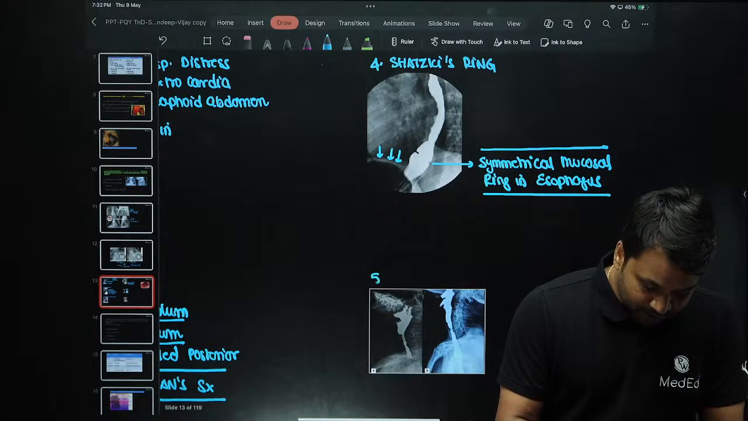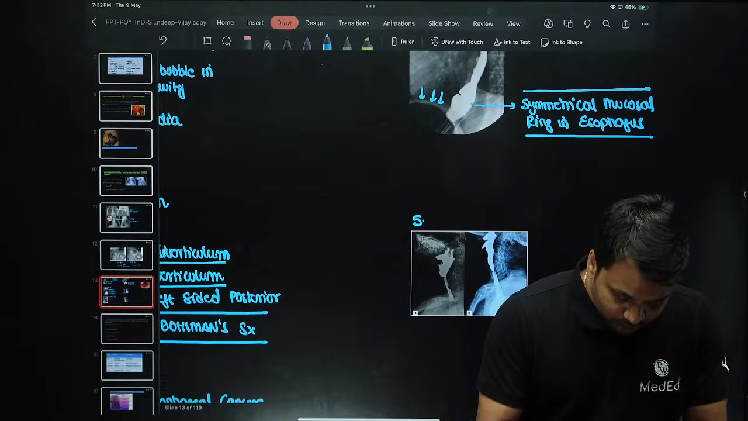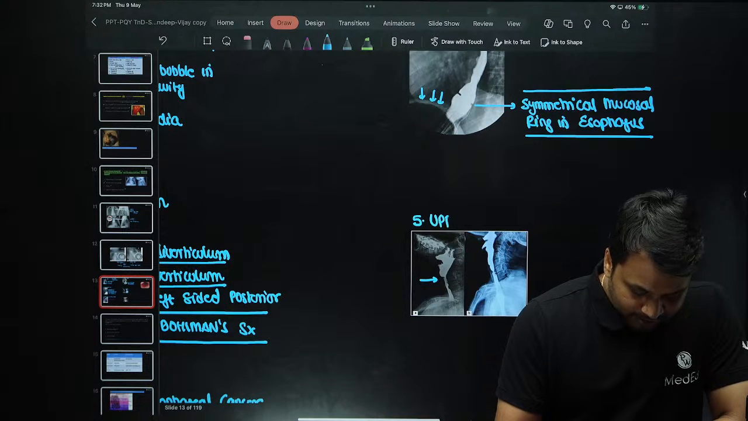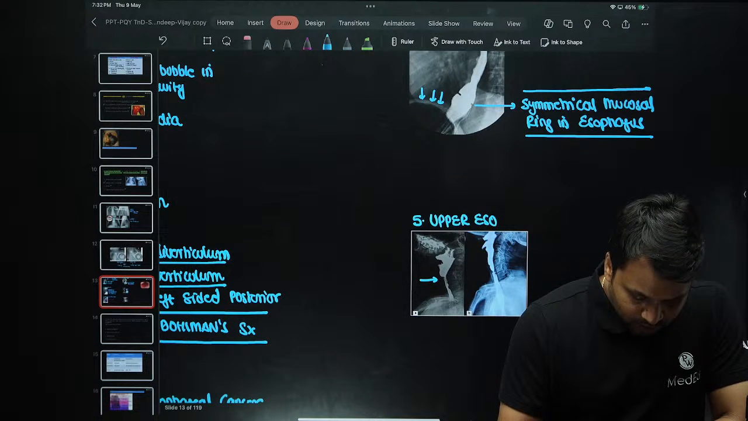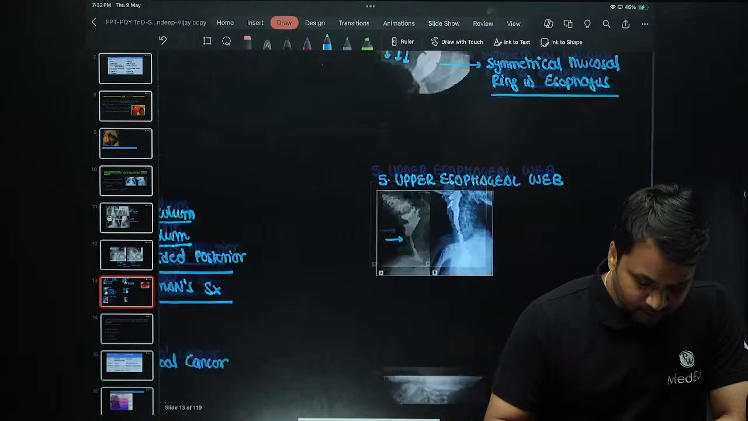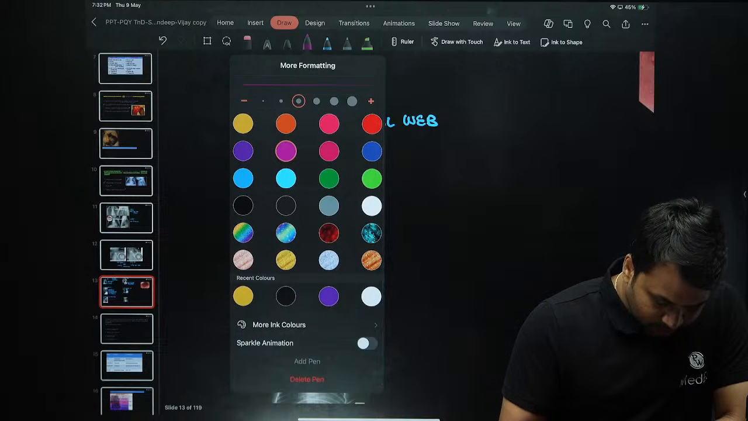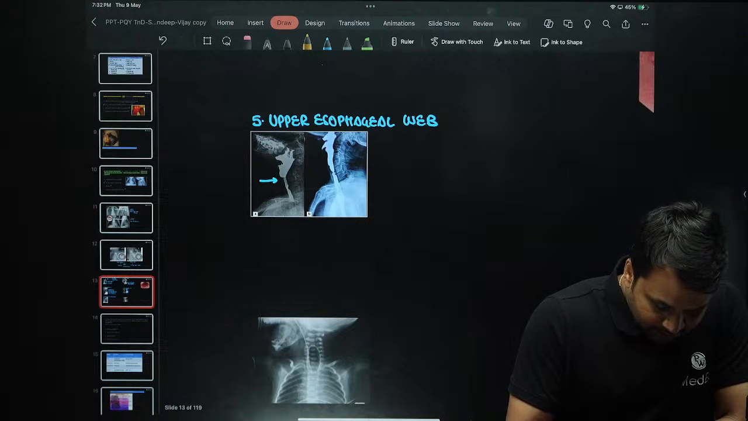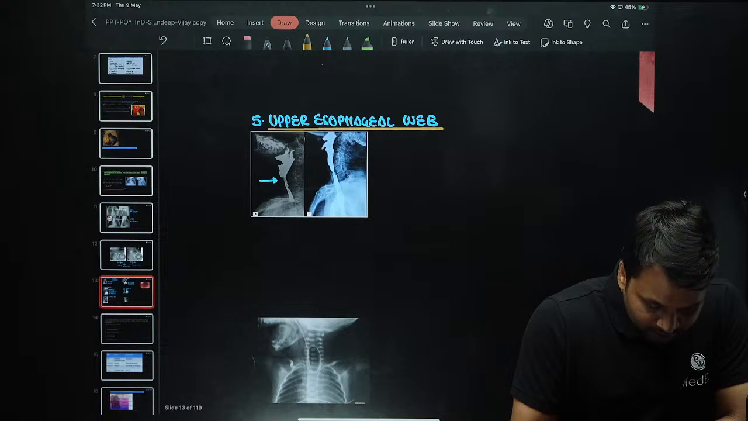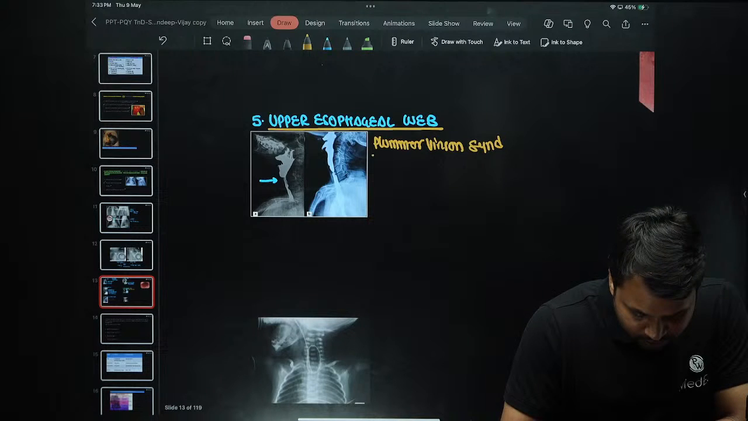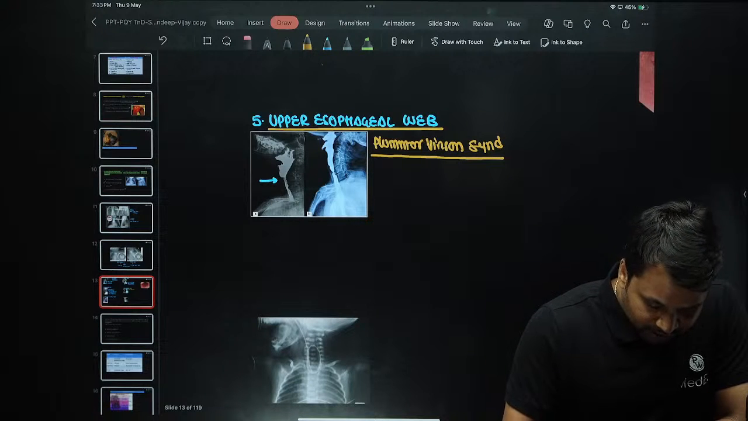But at the same time, you see spotter number 5, you see the same mucosal ring present in the upper part, in the cervical esophagus, and this is what we call the upper esophageal web. Now, whenever there is an upper esophageal web, the one thing that you should not forget is that it can be associated with Plummer-Vinson syndrome, which is also commonly referred to as the Patterson-Kelly syndrome.